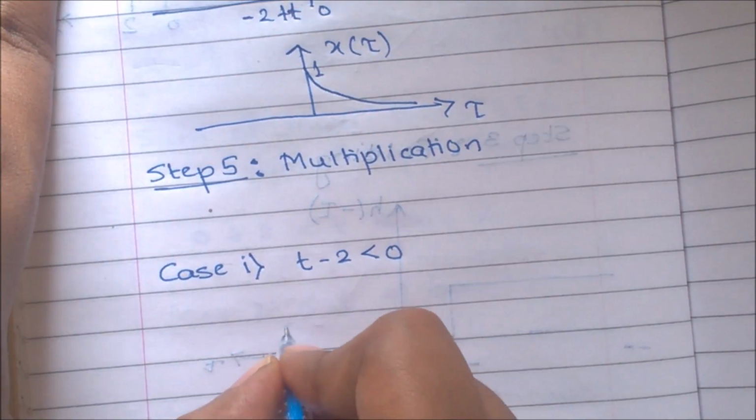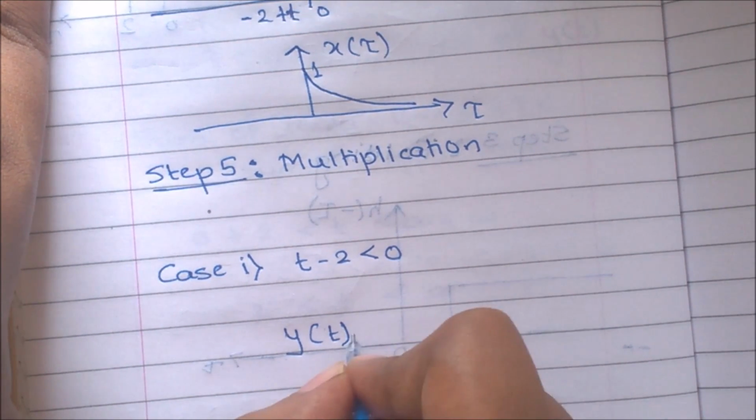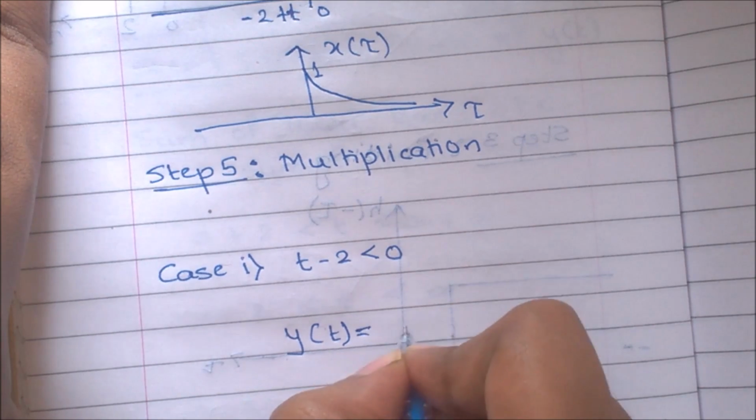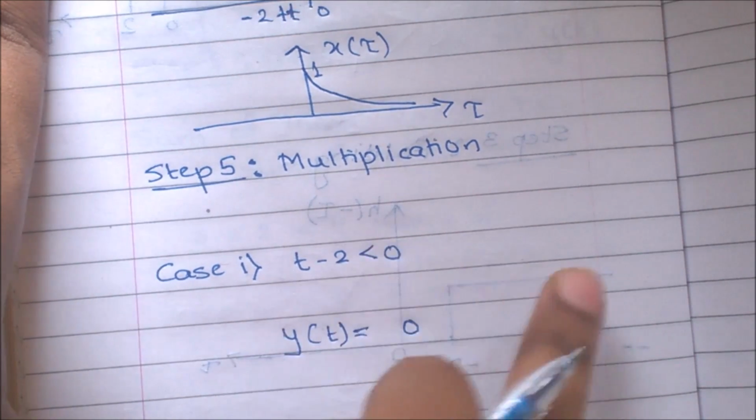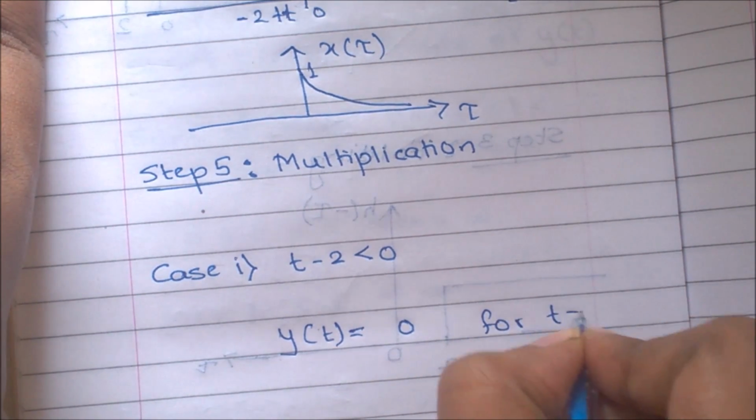So what we can write is y of t is equal to 0 for t minus 2 less than 0.